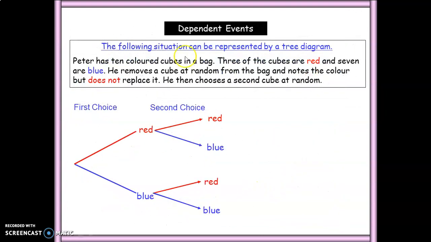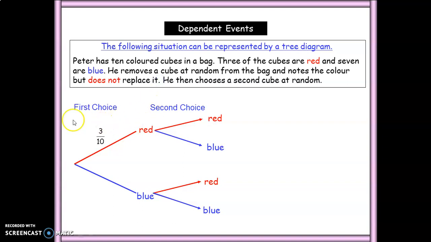Okay, now looking at dependent events. So same situation. 3 cubes are red, 7 are blue in the bag. However, he removes a cube at random from the bag, notes the color, but does not replace that cube. So again, this shows dependence. His second selection probability is now dependent on what happens in the first draw.